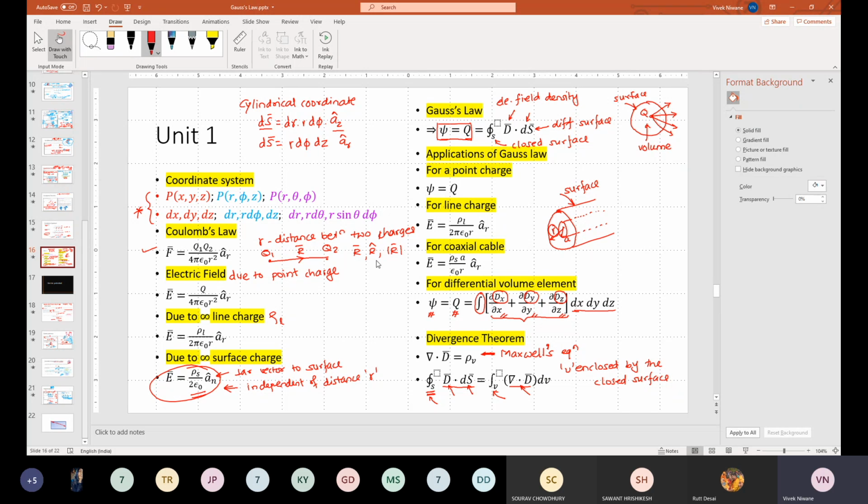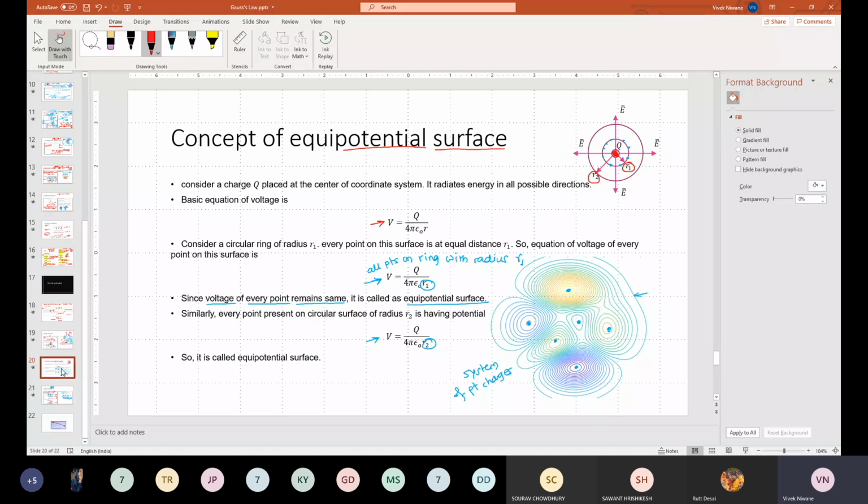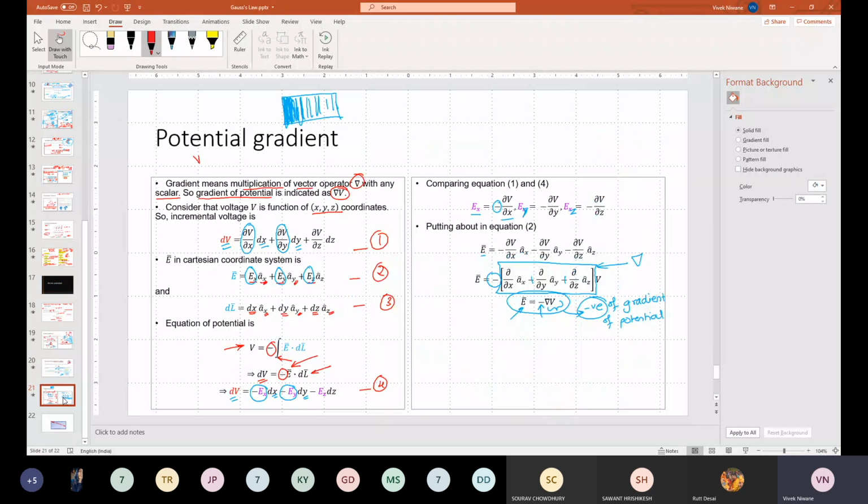We haven't solved the numerical based on the Gauss law. We haven't solved the numerical on the divergence theorem. We haven't solved the numerical on the surface charges as well. We solved the numerical on line charge. So we are going to solve a lot of numerical from next session.